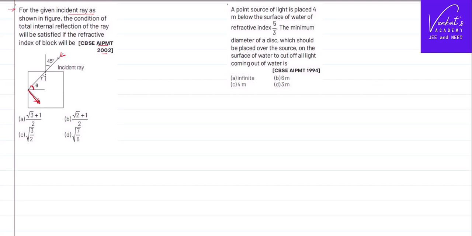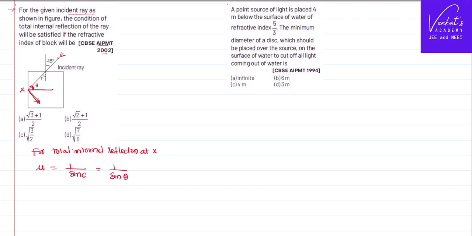So, first of all, for this angle of incidence theta, which can be called the angle of incidence for a critical angle, for total internal reflection at this x, we know the condition that refractive index mu equal to 1 by sin c. What is this c? This is theta, so that is 1 by sin theta.